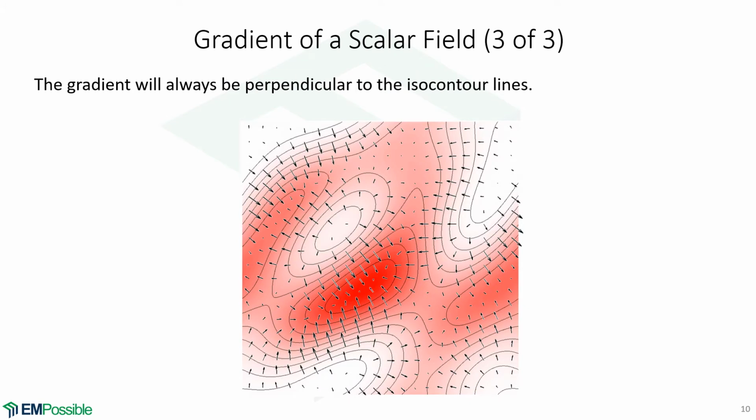Now there's a nice relationship between the gradient and the isocontours. The gradient is always perpendicular to the isocontours. That makes sense. If the gradient is always pointing in the direction of maximum change and the isocontour is in the direction of no change, it makes sense that those would be perpendicular to each other.